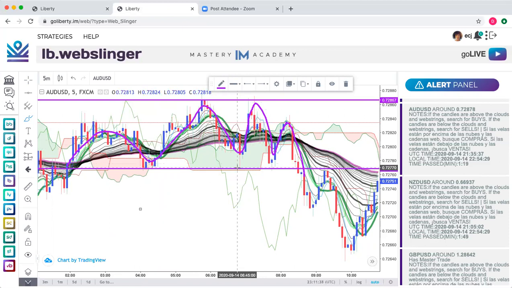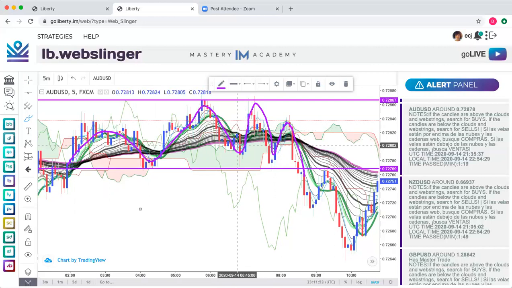You could have got it here when it almost kissed this line, but it's also inside of the cloud. So I personally wouldn't have taken that trade. I would have got in when this trade hit here.